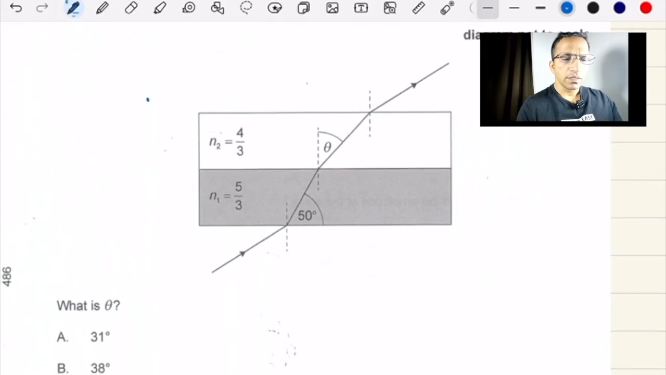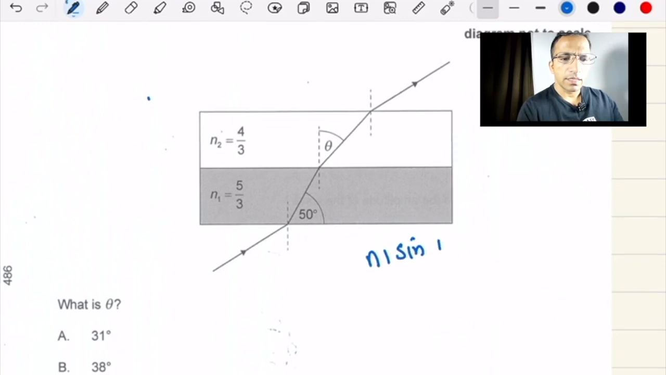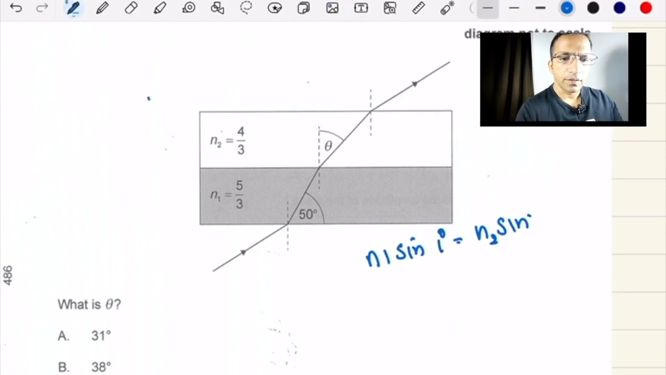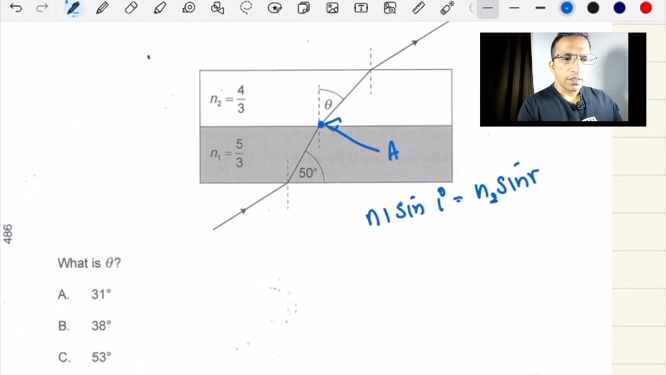Now the question here is about Snell's law. What is Snell's law? N1 sin I is N2 sin R. This is Snell's law. N1 is the refractive index of first medium. I is the angle of incidence. So I am trying to write Snell's law for this point. Let's call this point A. One thing to understand is these angles are the angles of the ray with the normal. So we need this angle. This is obviously 40. So this angle is 40.